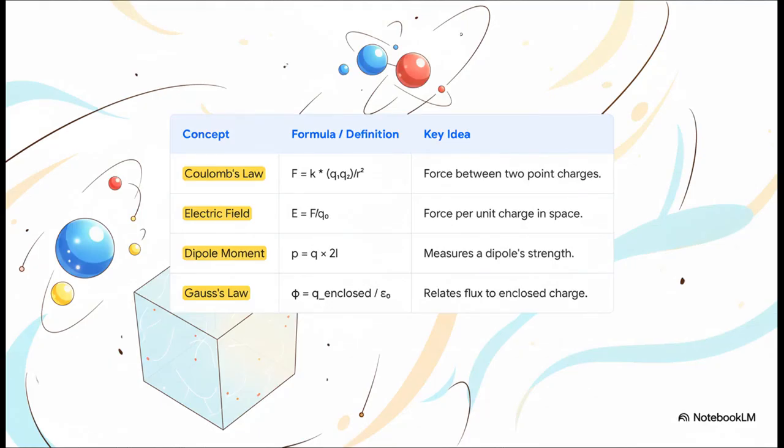Okay, here it is, the whole story on one slide. It all starts with Coulomb's law, right? That gives us the force. But what causes the force? That's the electric field. Now, if you arrange those charges in a special way, you get a dipole moment. And finally, if you want a clever way to figure out the field from the charge, you use Gauss's law. See how they all connect? You nail the links between these four concepts, and you've basically nailed electrostatics.